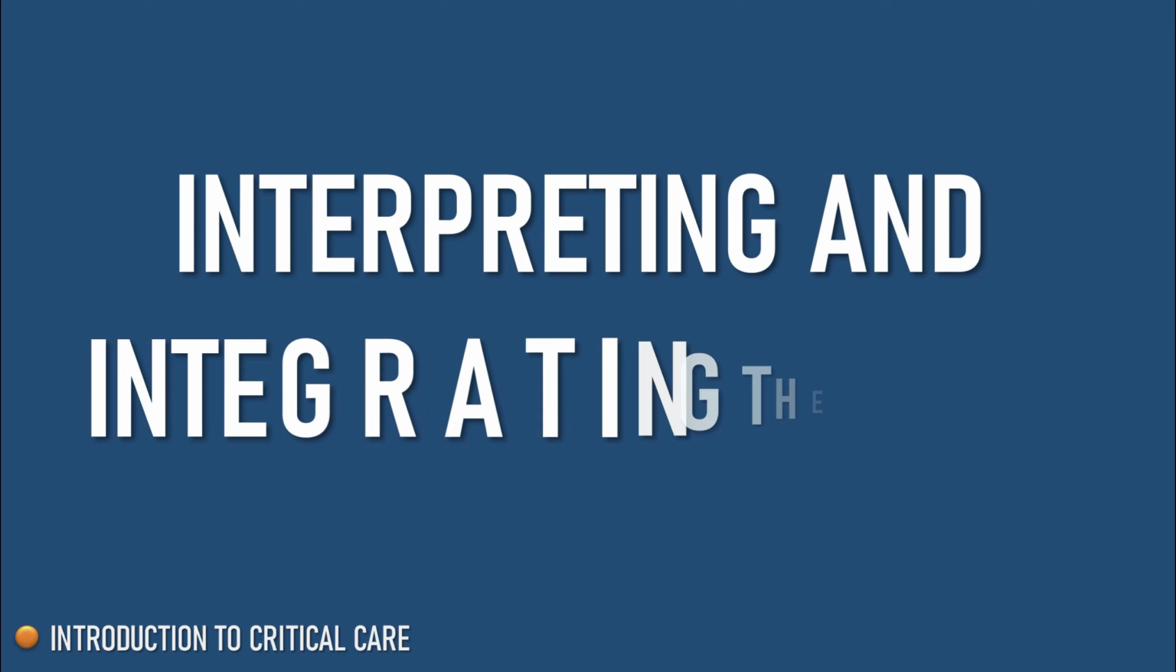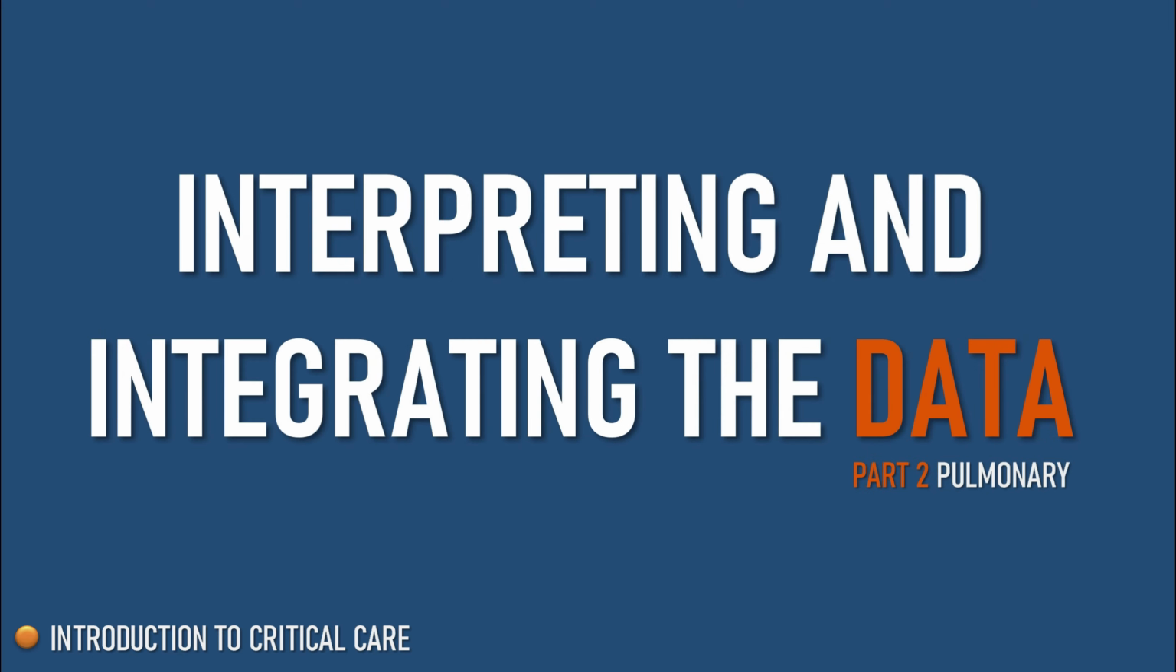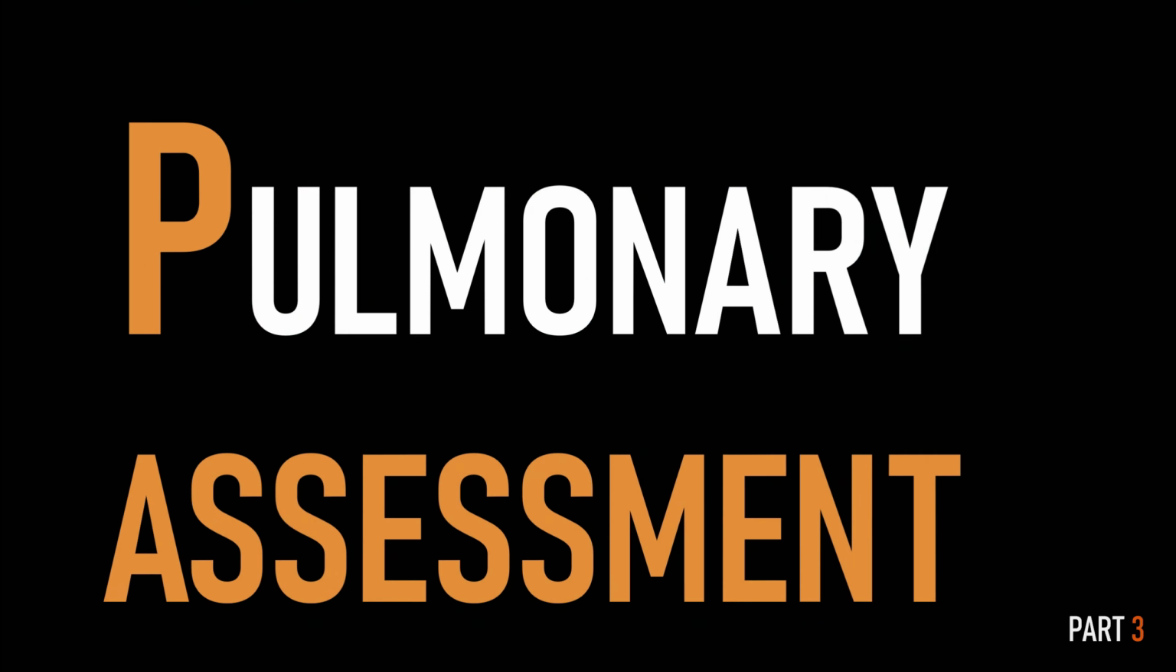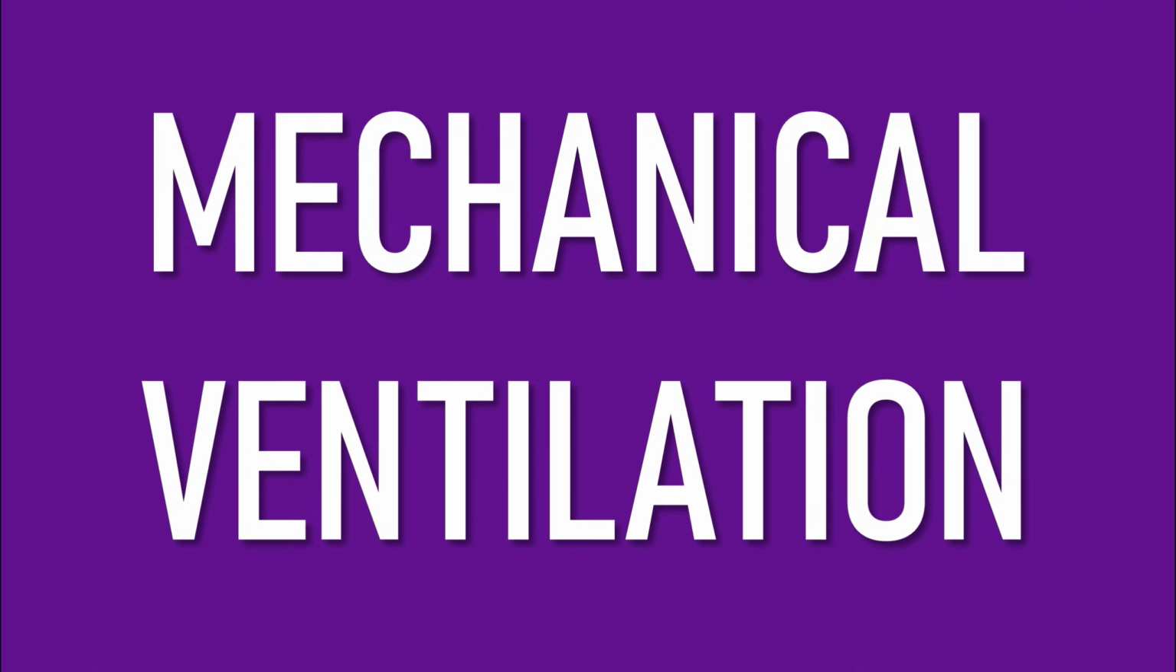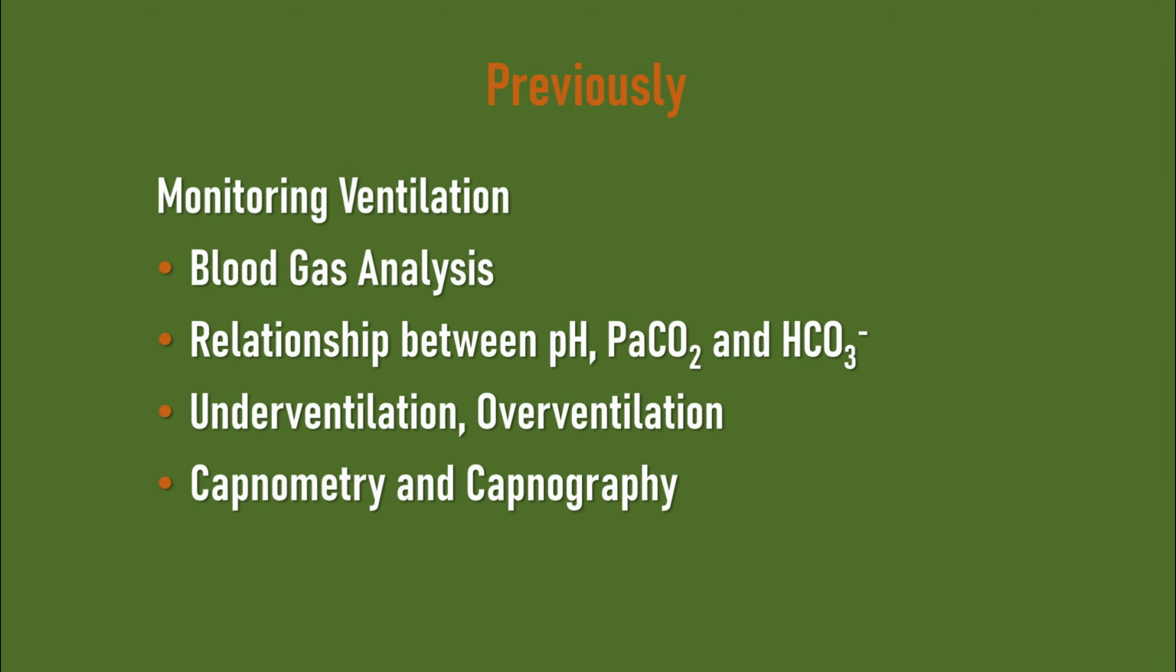Assessing the critically ill patient. Part 2, pulmonary. This part of pulmonary assessment looks at mechanical ventilation. In the previous tutorial, we looked at monitoring ventilation, and I discussed blood gas analysis and the relationship between pH, PaCO2 and bicarbonate and why it's so important in critical illness. I looked at underventilation versus overventilation, and then I discussed airway gas monitoring, and that's capnometry and capnography.